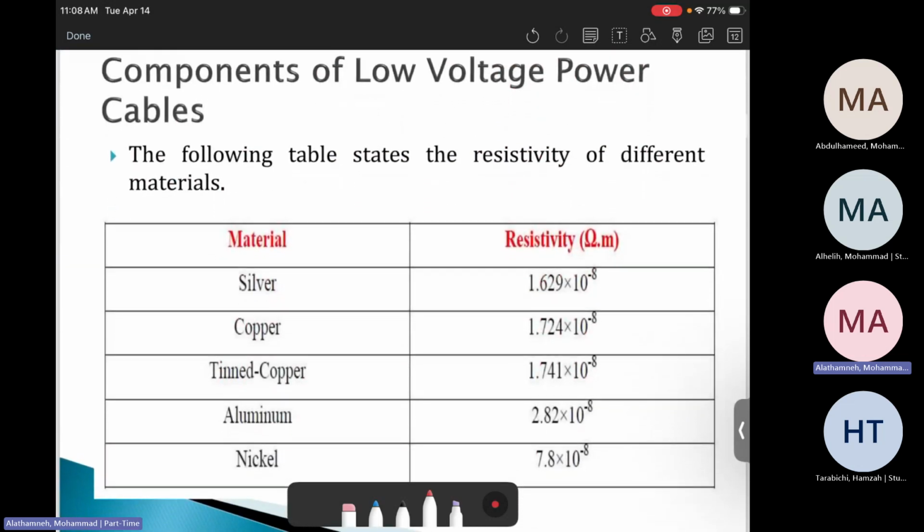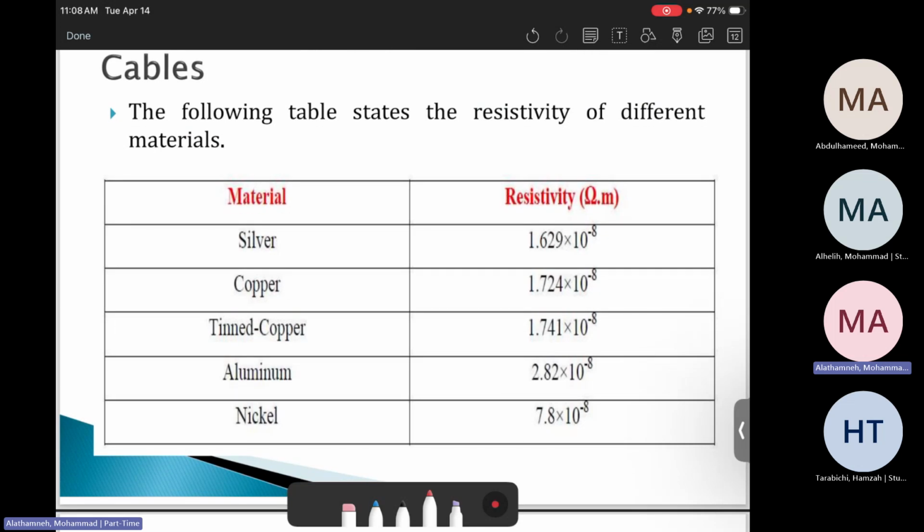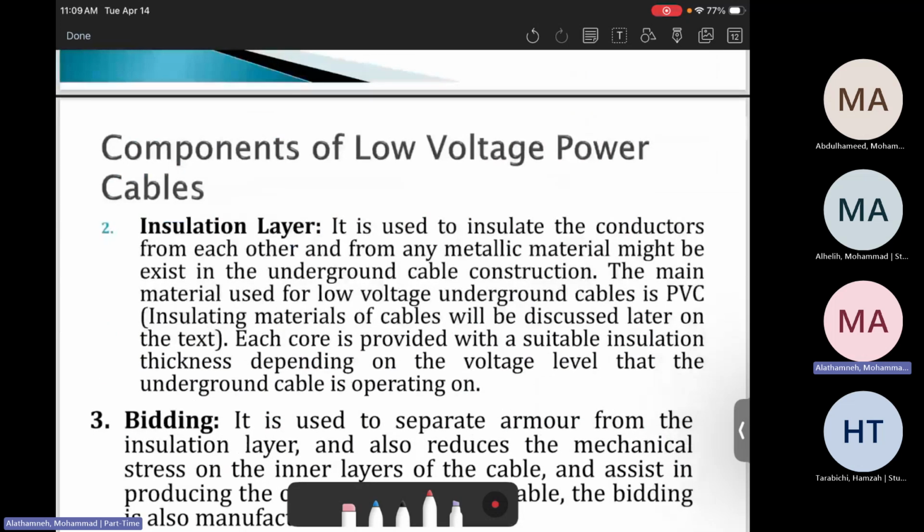The following is about resistivity: silver, copper, tinned copper, aluminum, and nickel. So we can say that nickel has higher resistivity than copper and aluminum, then aluminum, then copper, then silver. So we again prefer to use copper or tinned copper.